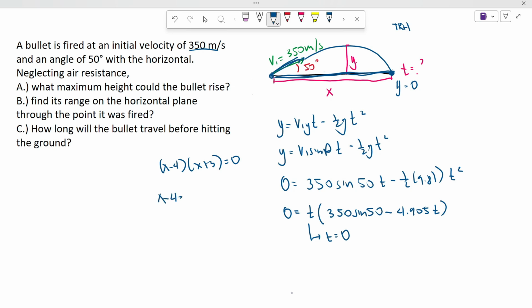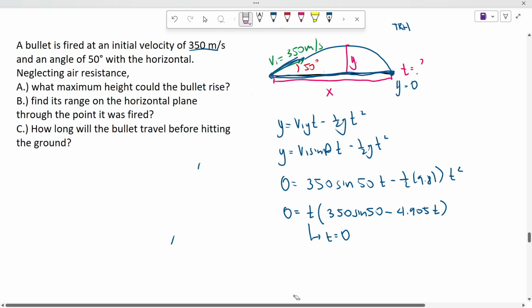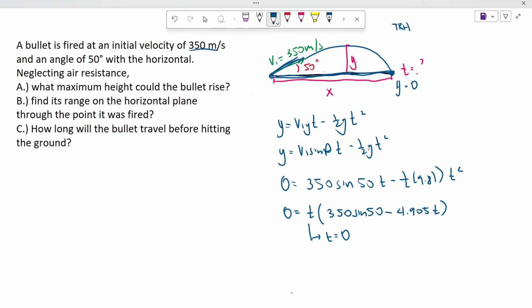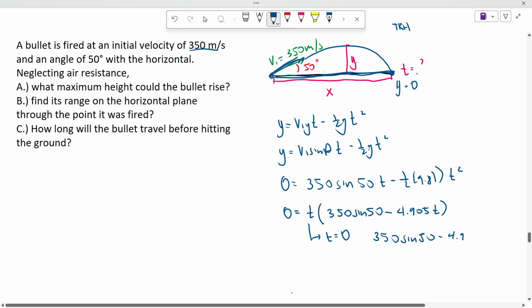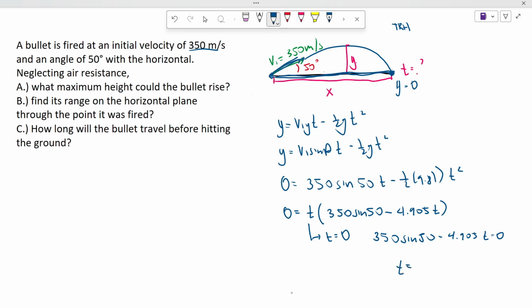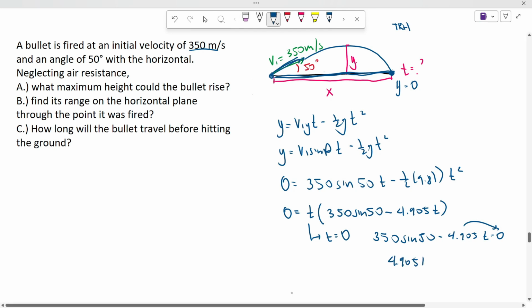X minus 4 equals to 0. So this will be 4. And X plus 3 equals to 0. X negative 3. Ganun siya guys. Gets pa? Equate lang natin sila sa 0. Well, in dito guys, yung 350 sine of 50 minus 4.905 t is equals to 0. In-equate ko lang guys. So yung eto 4.905, lipat ko sa kabila. Wait, i-kompleto na natin yung solution para hindi na sila magtanong pa. So nilipat ko lang.